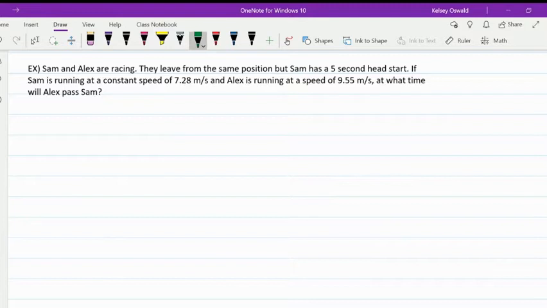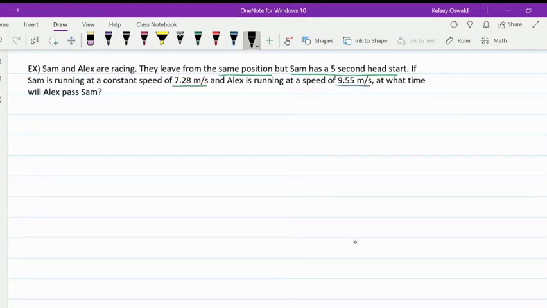In this example, Sam and Alex are racing. They leave from the same position, but Sam has a 5-second head start. If Sam is running at a constant speed of 7.28 meters per second, and Alex is running at a speed of 9.55 meters per second, we want to see at what time Alex will pass Sam.